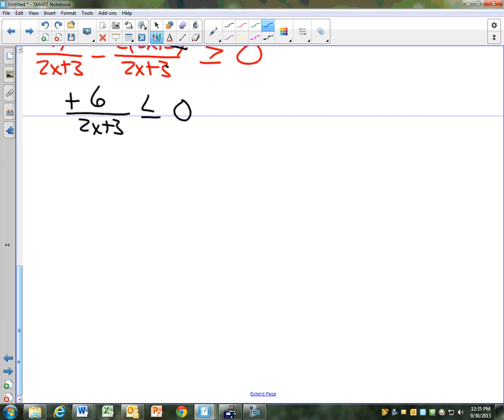Where is the top equal to 0? Is 6 ever equal to 0? No. So I have no solution for the top. How about the bottom? 2x plus 3 equals 0. Is there a solution there? What is it? Negative 3 halves. So if I have one solution, how many columns will I have? Just 2.